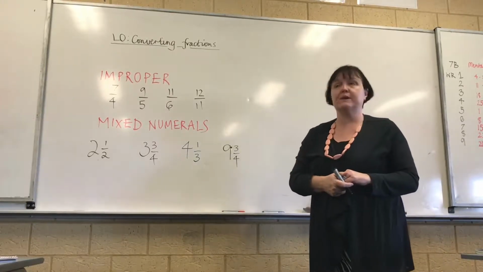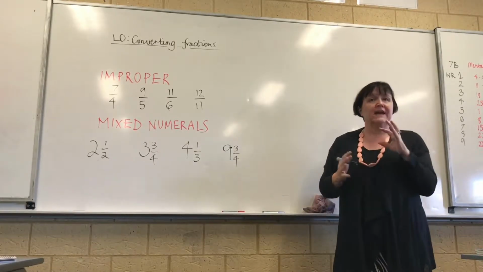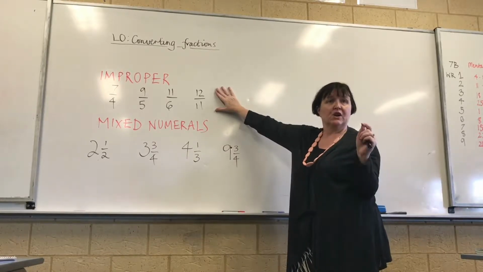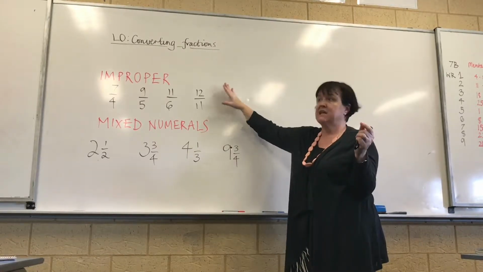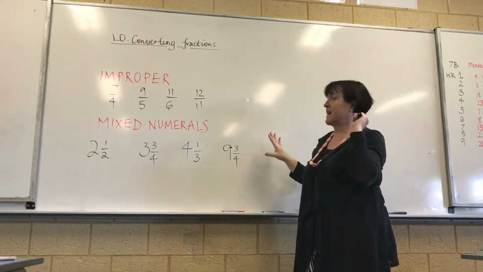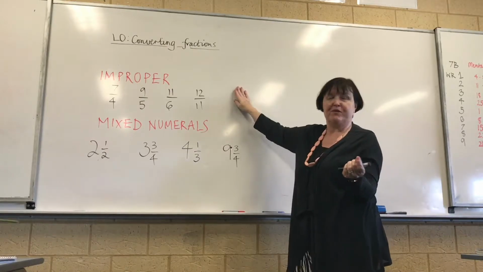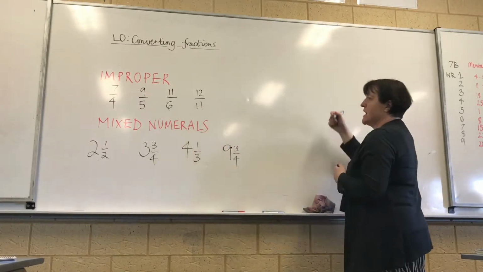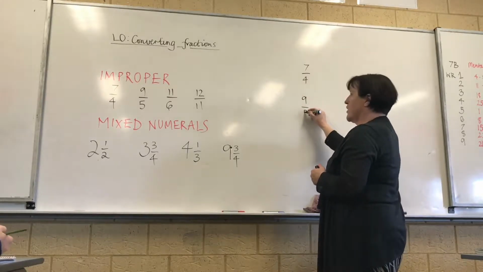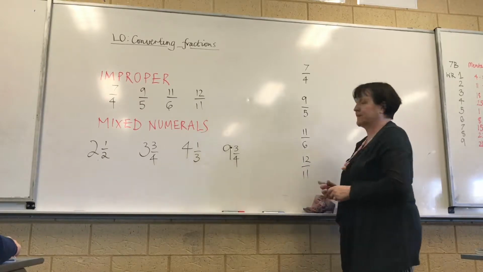You have to do notebooks open and writing the notes. So what we're going to look at today is, if you are given an improper fraction, we're going to look at how you convert it to a mixed numeral, and vice versa. If you are given a mixed numeral, we're going to look at how to convert them to improper fractions. So let's look at those improper fractions then. We've got 7 over 4, 9 over 5, 11 over 6, and 12 over 11.